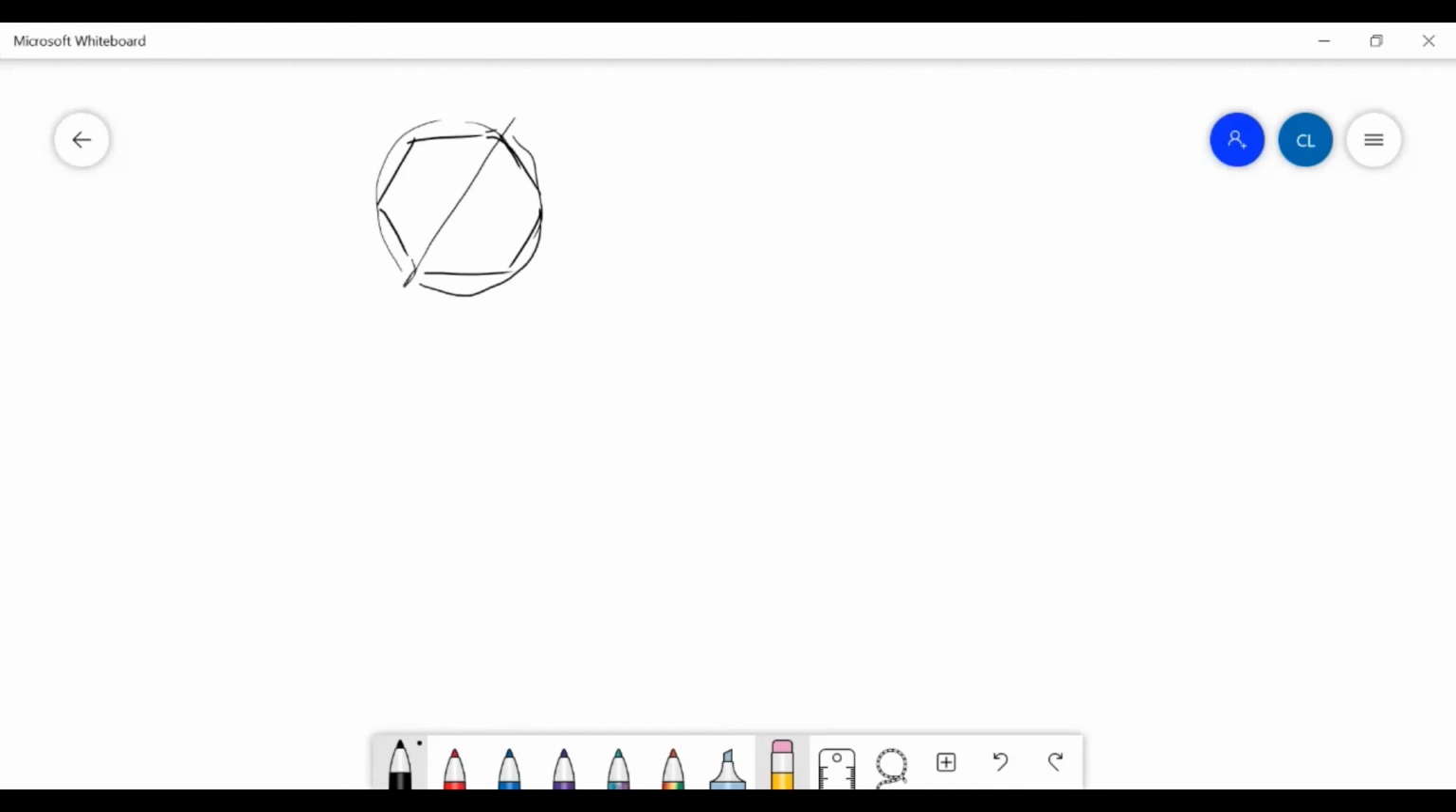If the first player just takes this diagonal on their first move, then whatever the second player does, they can mirror it on the other side of the polygon. So they reflect this across the diameter to this. And you know that those won't intersect because it's a reflection. So yeah, that's the strategy.